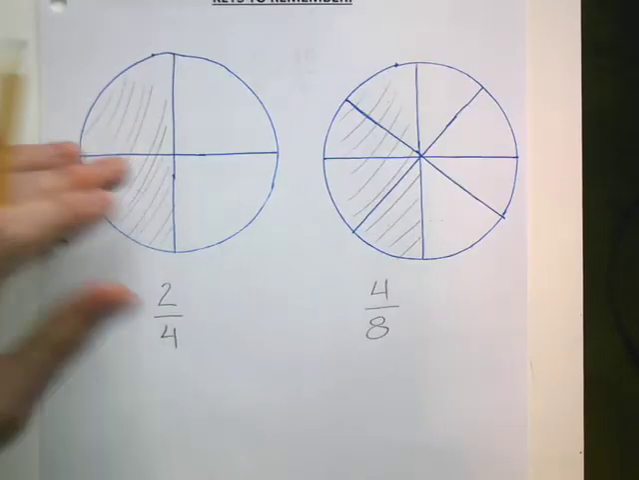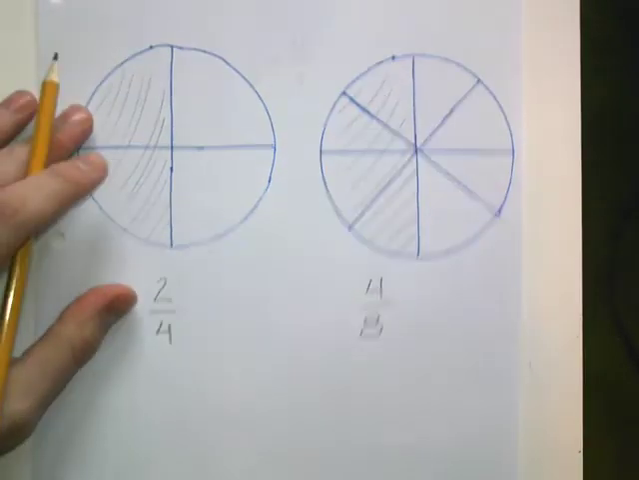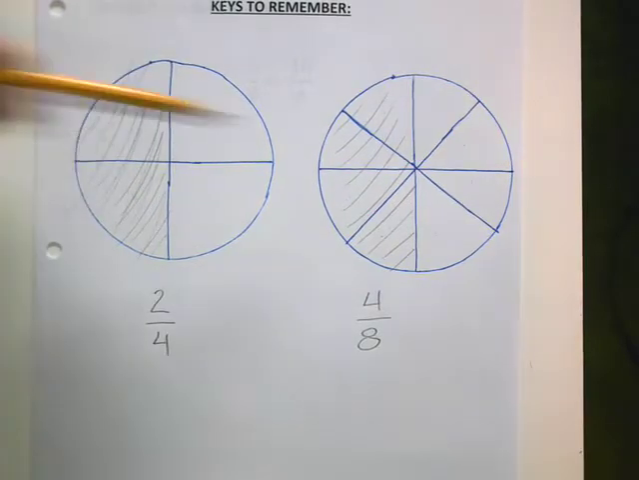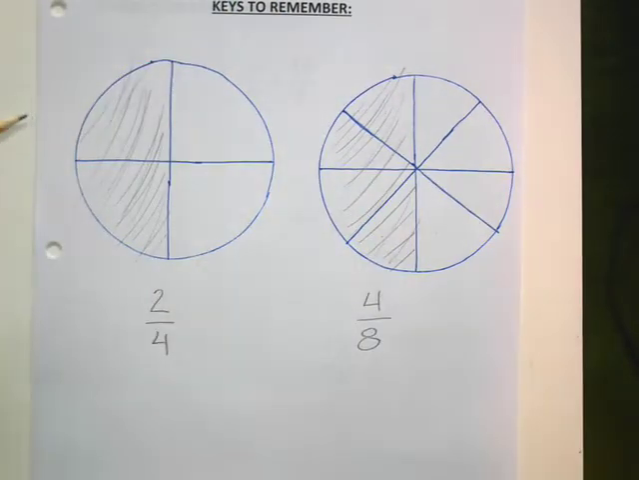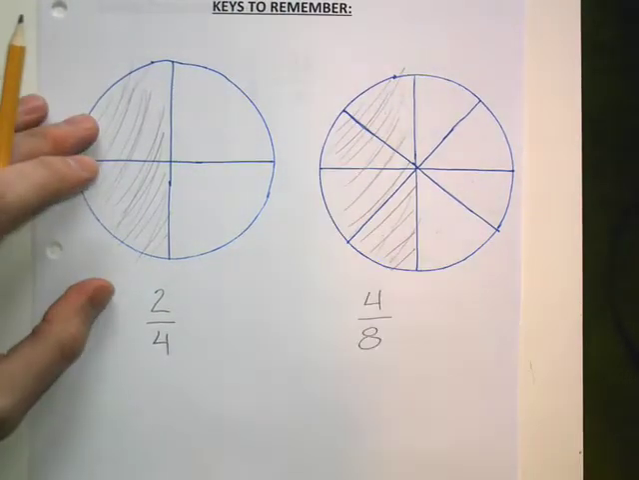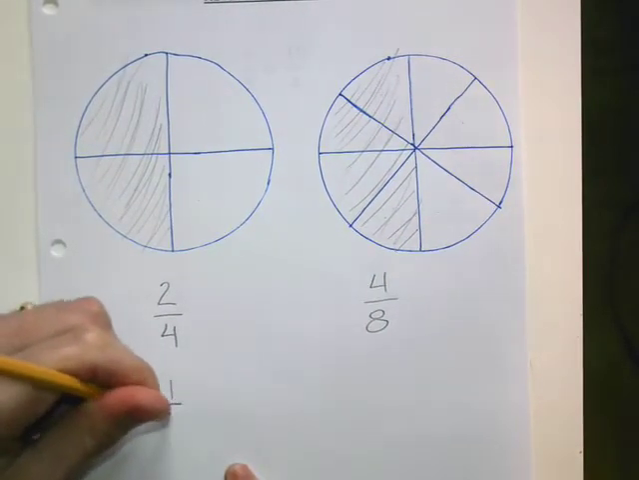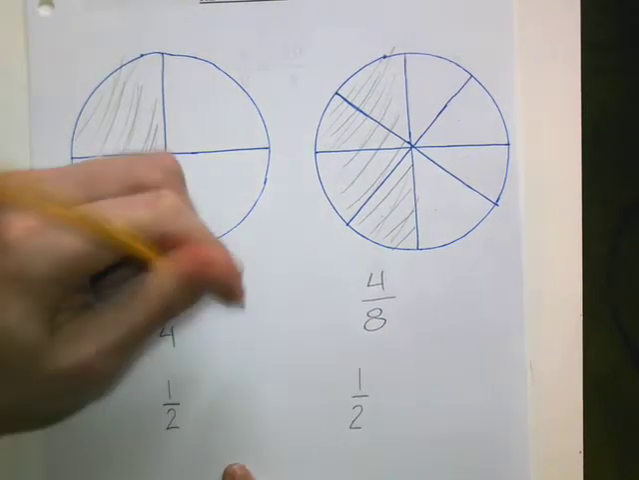But what we do know by looking at these is that they are essentially the same thing, right? Whether you eat half of this cake or half of this cake over here, it's the same thing. It's just chopped up into a different amount of slices. So 2 out of 4 would reduce to 1/2, and 4 out of 8 would also reduce to 1/2, okay?